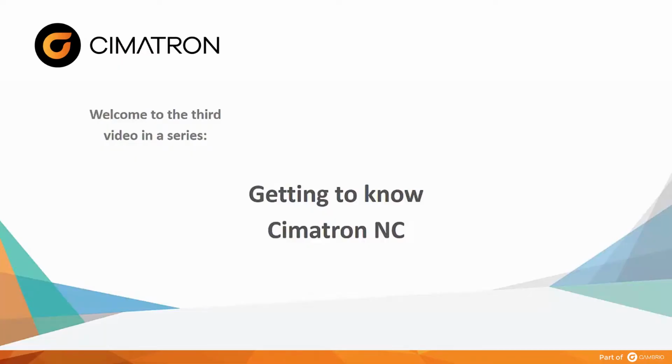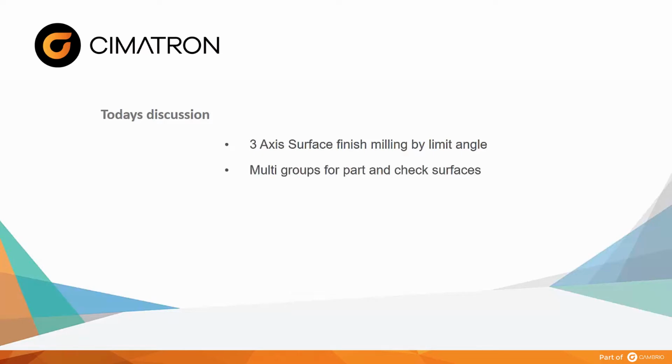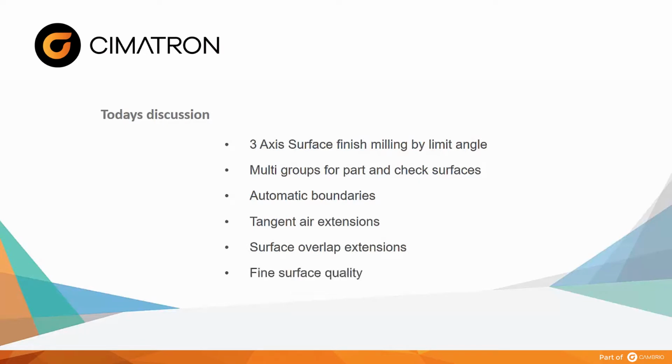Welcome back. This is the third video in the series, Getting to Know Cimatron NC. Today I'd like to discuss the following topics: 3-axis finish milling by limit angle, multi-groups for part and check surfaces, automatic boundaries, tangent air extensions, overlap extensions, and fine surface quality.